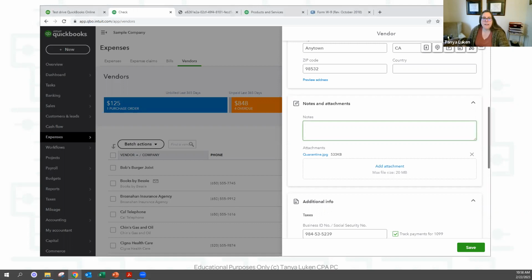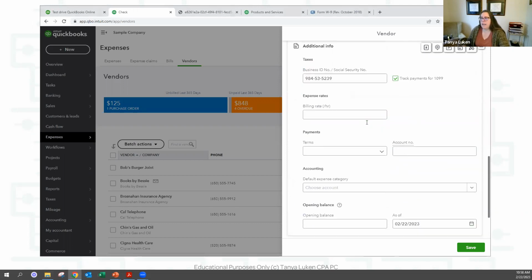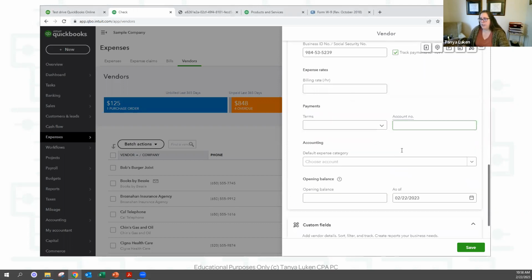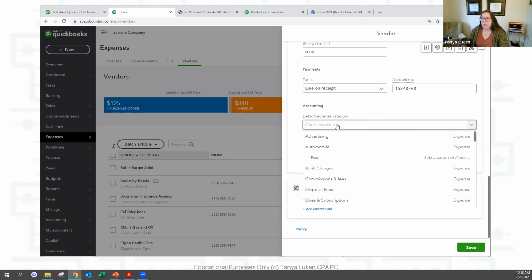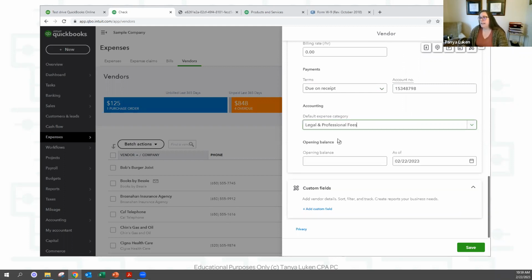Okay. All right. So we've got all of our vendor information in here. You can set an hourly rate and you can set payment terms. So let's say that Barbara Gordon demands her money immediately when she invoices you, you can pick due on receipt. If you have an account number with them, like your utility company, for example, you can include that. If there's a default expense category, you can include that also. So we're just going to say this is professional fees.